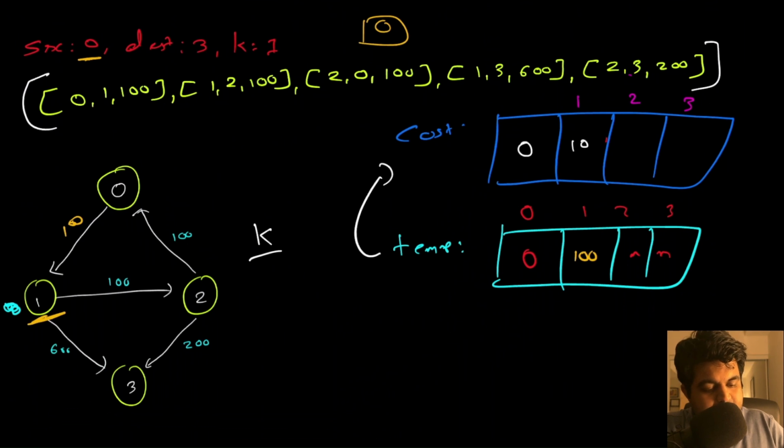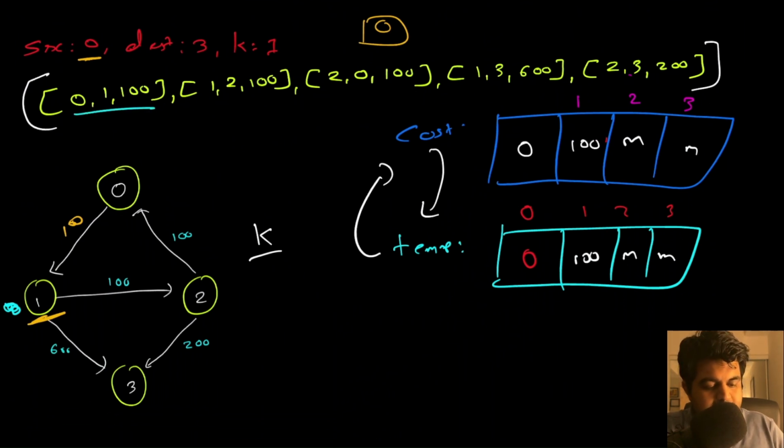So this is going to be 0, 100, and then these two are going to be max value and max value. And once again, we are going to be starting with a blank temporary array, but we are going to take the copy of this cost array. So this is also going to be 0, 100, and then max value and max value. Now let's see the same iteration again.